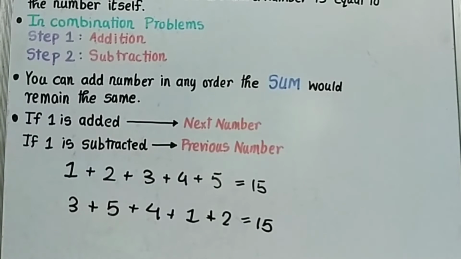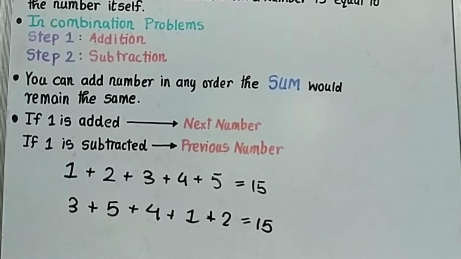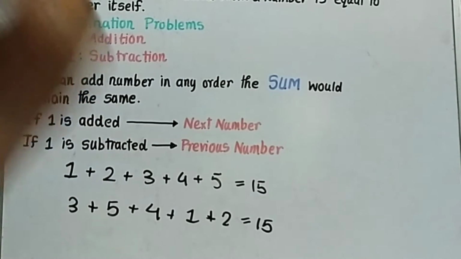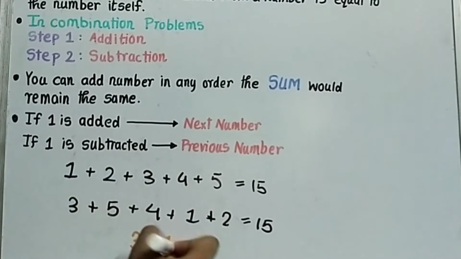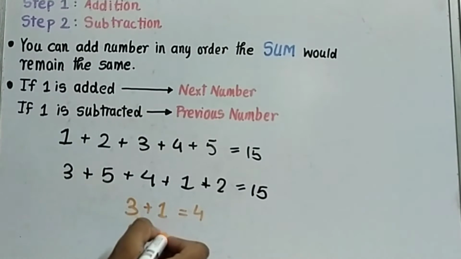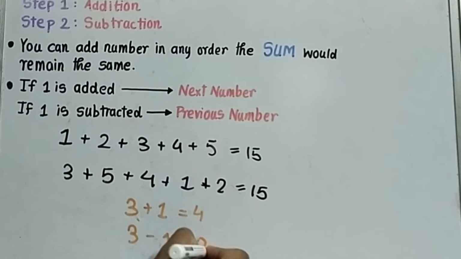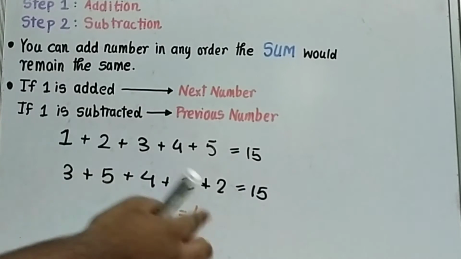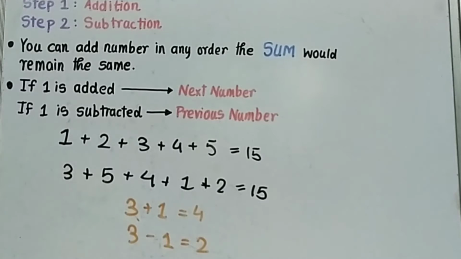Then if 1 is added, the answer would be the next number, and if 1 is subtracted, the answer would be the previous number. If we add 1 to any number, let us say 3, 3 plus 1 would give us 4, which is the next number of 3, and if we subtract 1 from it, 3 minus 1, the answer would be 2. Simple. Previous number, next number. So these were the 4 important statements regarding addition and subtraction. Let us move on towards the examples of this lesson.